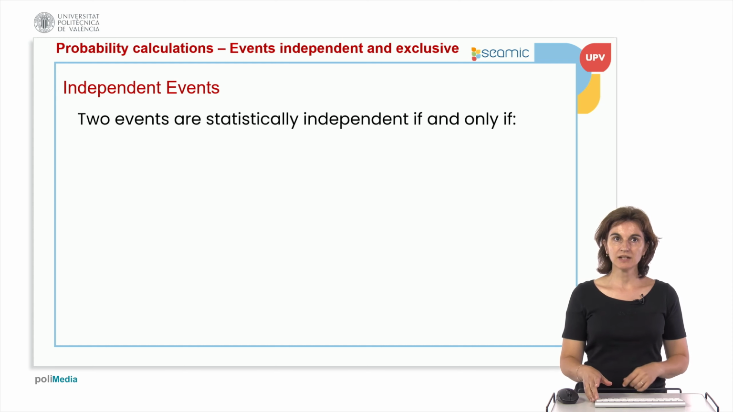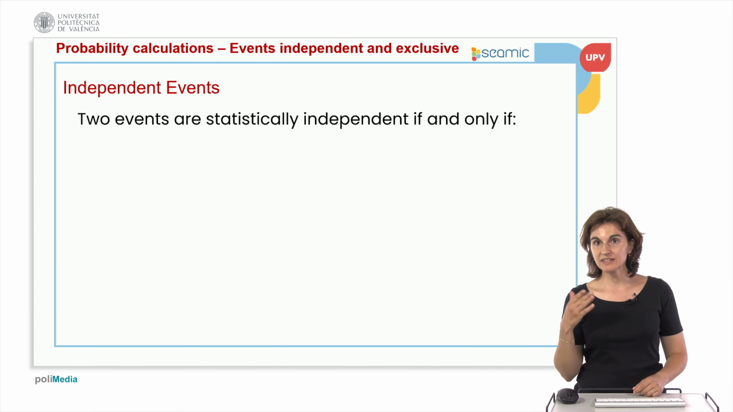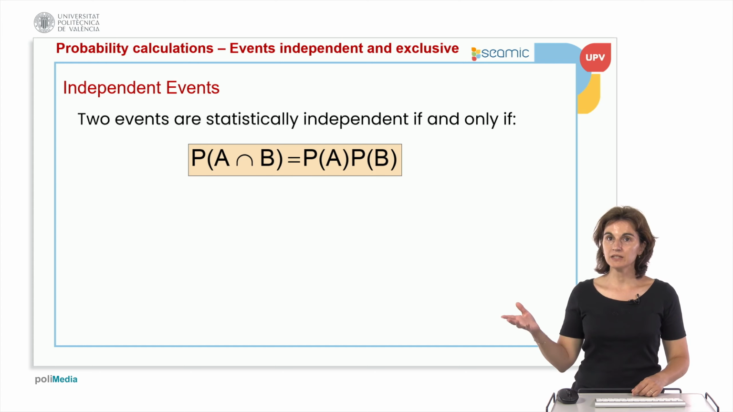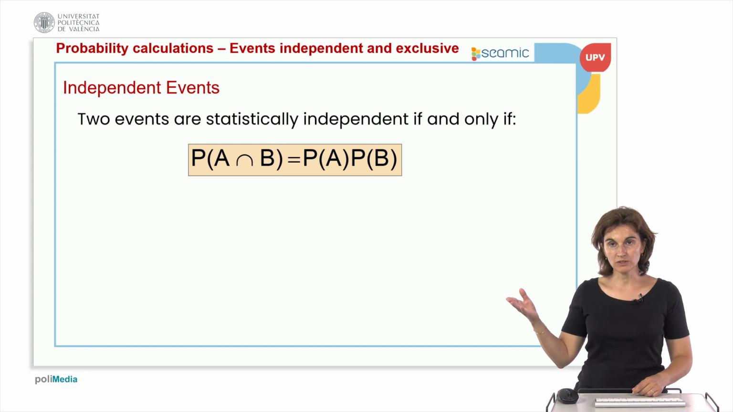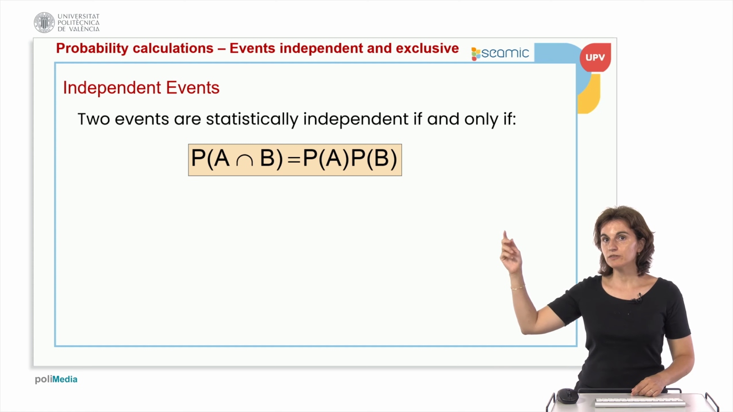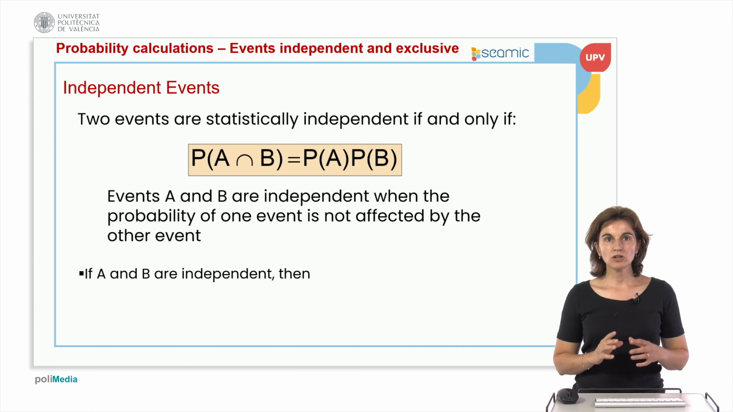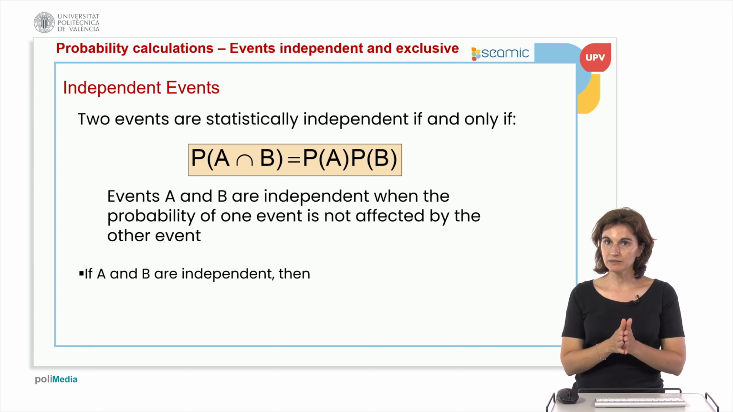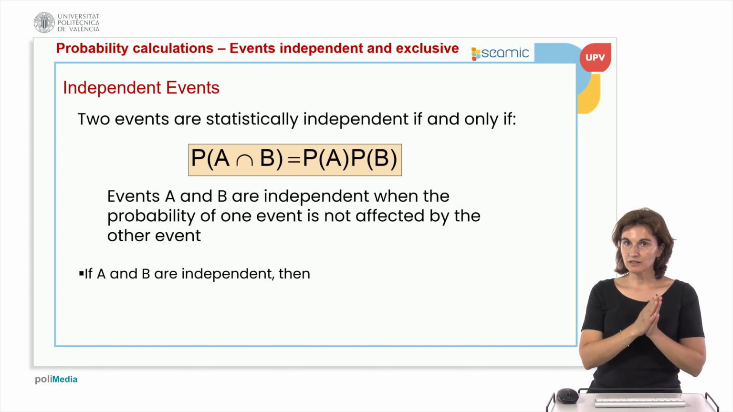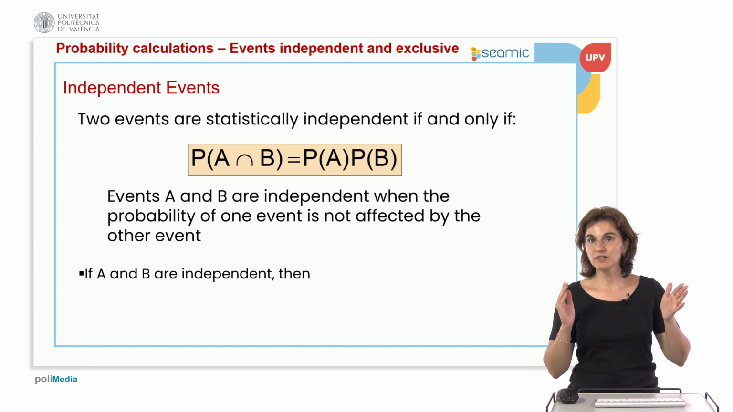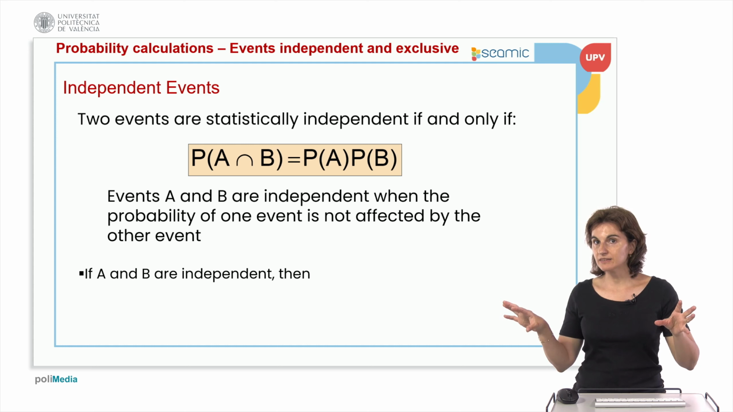So we said that two events are statistically independent if the joint probability of A and B can be computed as the product, the multiplication, of P of A and P of B. We say that two events are independent if the occurrence of one of them does not have an influence, does not have an effect, on the probability of the event that happens later.